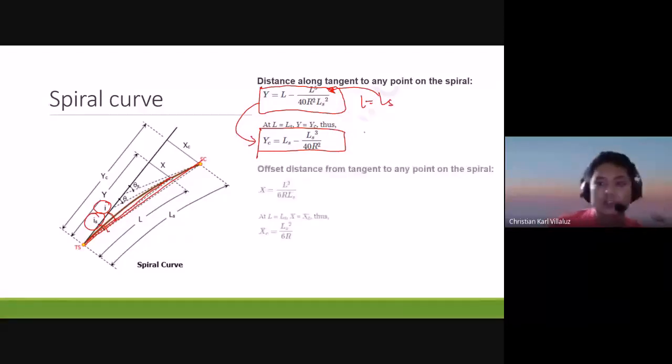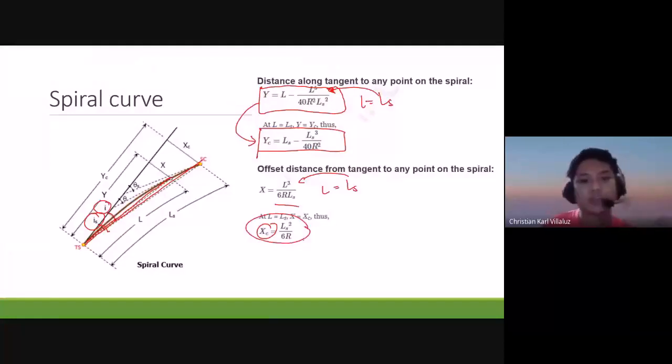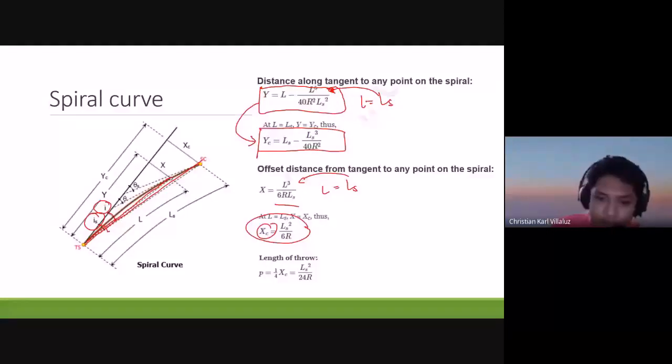For the offset distance at any point, we have L cubed over 6RLS. And kung XC naman yung pinapahanap, just substitute again L by LS para cancel out. Ang magiging equation naman para sa XC ay LS squared over 6R. For the length of throw is 1/4 of XC. So just compute the 1/4 of XC. Ito na ang kalalabasan, LS squared over 24R. So R is the radius of the simple curve.